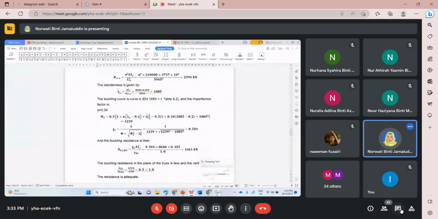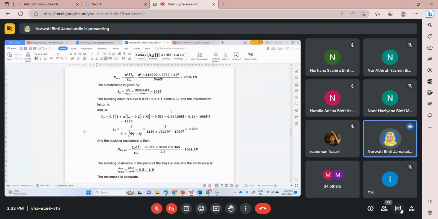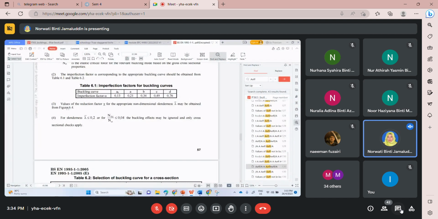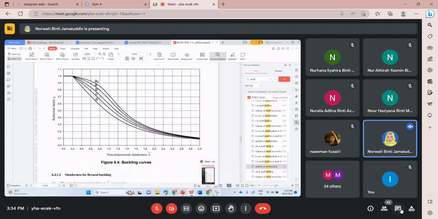Okay, another example. Let's check another exercise, just to use figure 6.4. Exercise how to use figure 6.4. See, we need lambda bar, right? Lambda bar here is 1.085. Can I take 1.085? Boleh? Okay, let's see. 1.085. Okay.